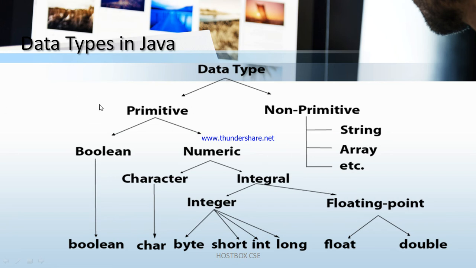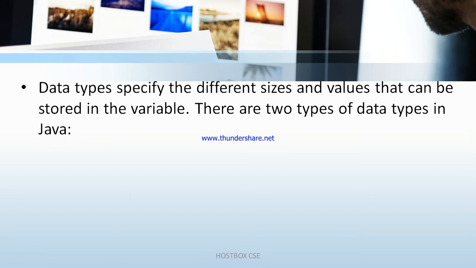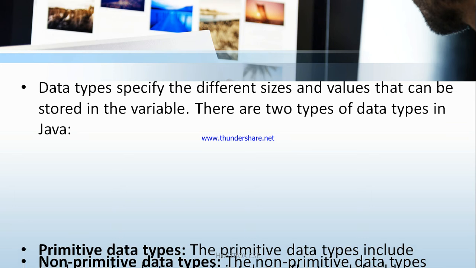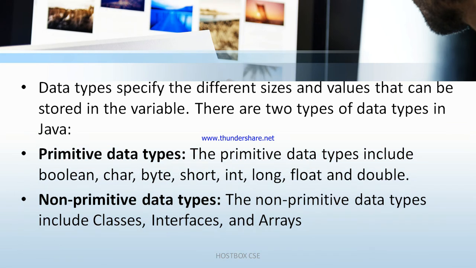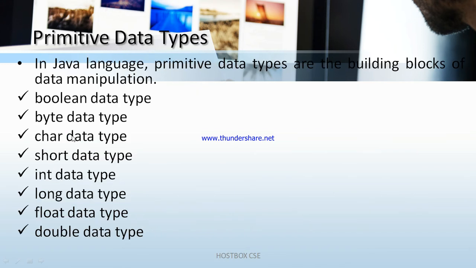So let me see the basics only here. First, data types. Data types specify the different sizes and values that can be stored in the variable. There are two types of data types in Java, which I just now told you: primitive data types and non-primitive data types. Primitive data types consist of boolean, character, byte, short, int, long, float, and double. Non-primitive consists of classes, interfaces, and arrays. This we will see in detail in the upcoming sessions.